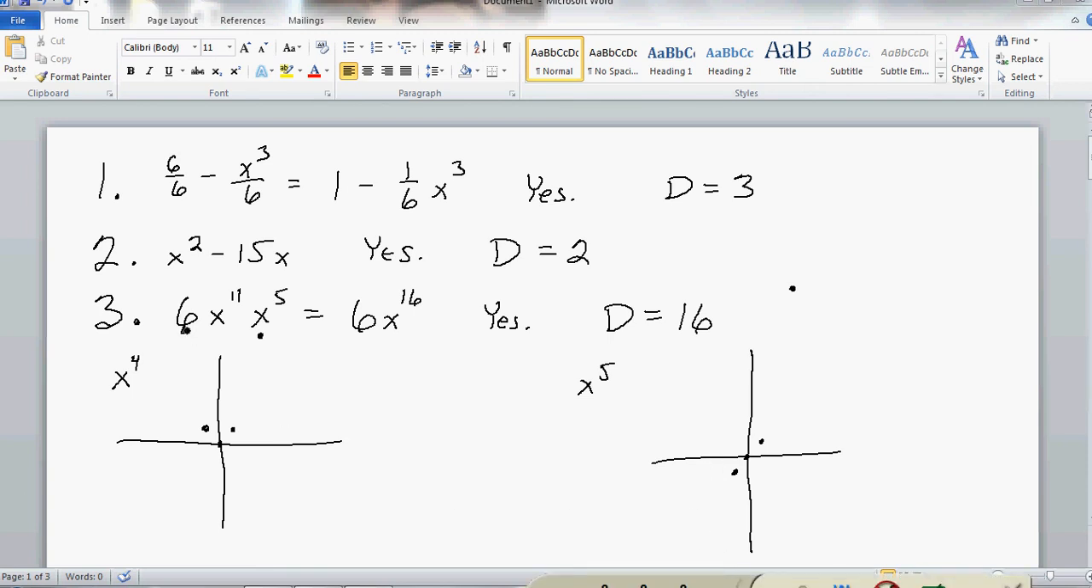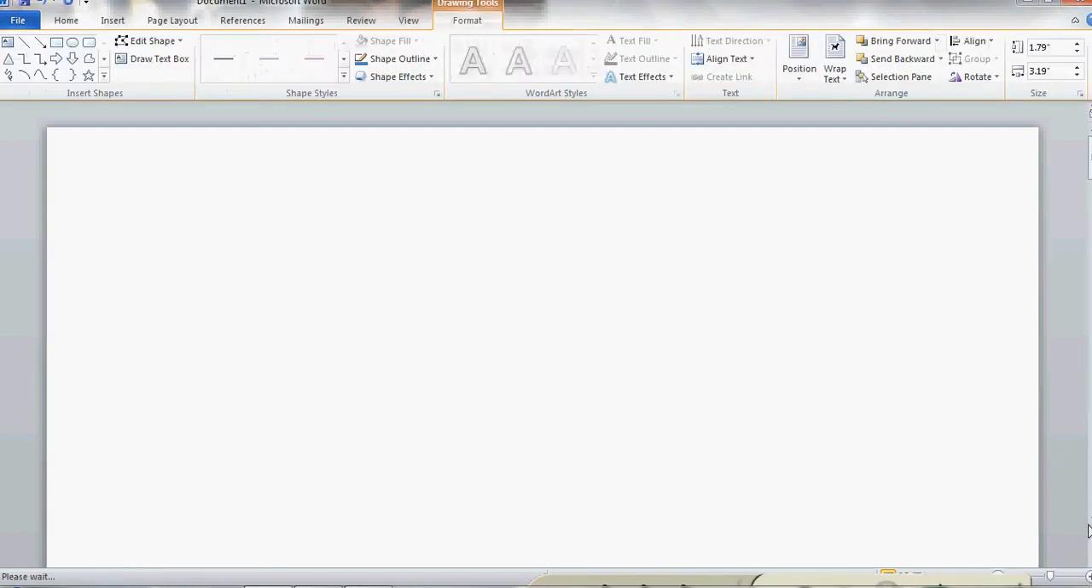And so realize x to the 4th is just a very sharp parabola, and x to the 5th takes on the same general shape as x cubed. It's just a whole lot skinnier in general. And so we are asked to use transformations to graph all of the following.